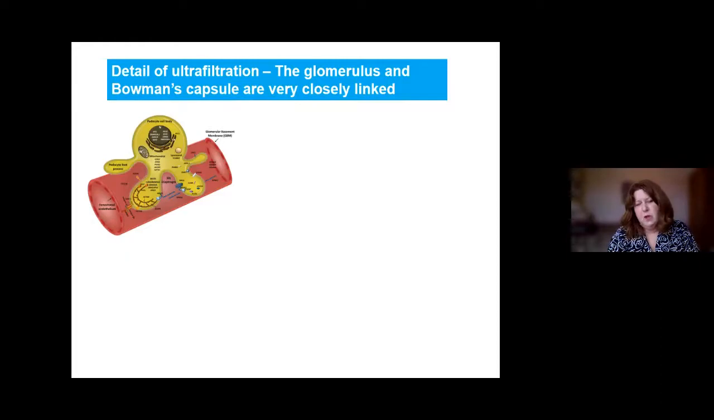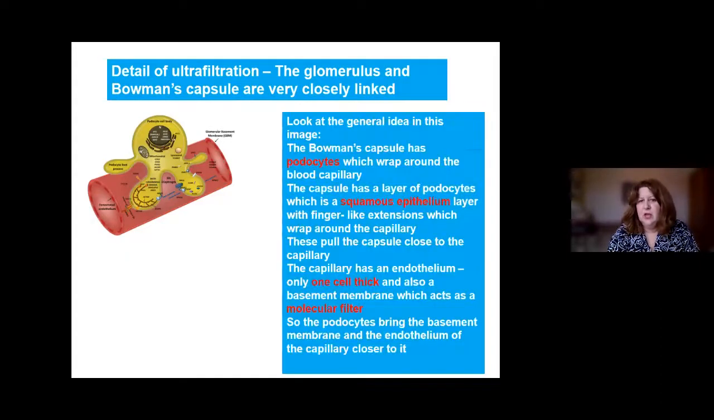So I just want to go into a little bit of detail, because if you look at that diagram, you can see that the Bowman's capsule has a layer of squamous epithelium called podocytes. Now, squamous epithelium, I always like to think of like patio slabs. They're fairly thin, quite broad, but very thin.